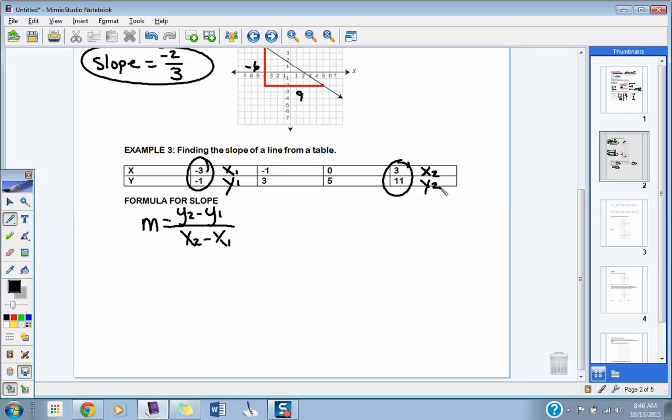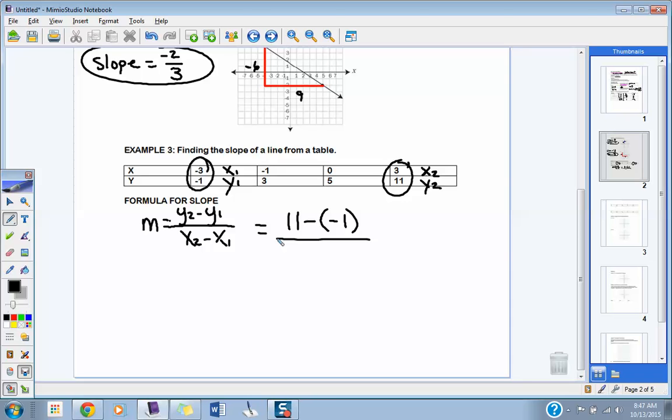So to find the slope between these 2 points, guys, it's pretty simple. You simply plug in y2 minus y1. In this example, what is y2? What's the second y value that we chose? 11. And then bring the minus sign down. How about your y1 value? 11 minus negative 1. I'll put that negative 1 in parentheses. So I filled in the y2 and the y1.